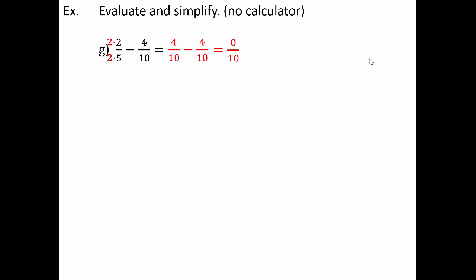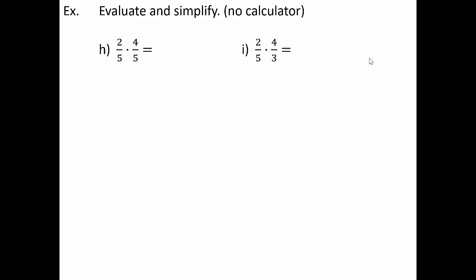Don't ever give me 0 over a number. That's redundant. 0 divided by 10 is 0. If you have 0 on the top of the fraction, the answer is 0. 0 on top, the answer is 0. Do not leave 0 over a number. The answer is 0. All right, moving on.